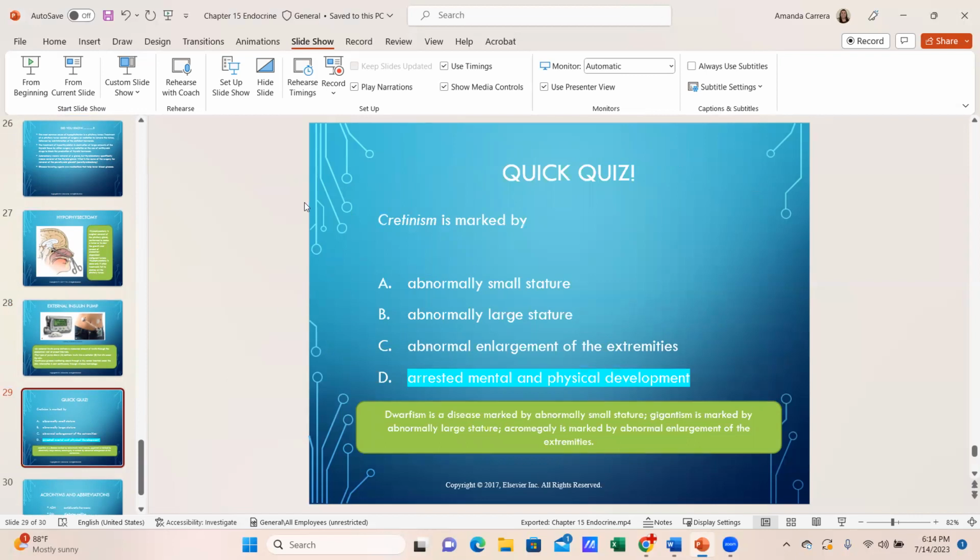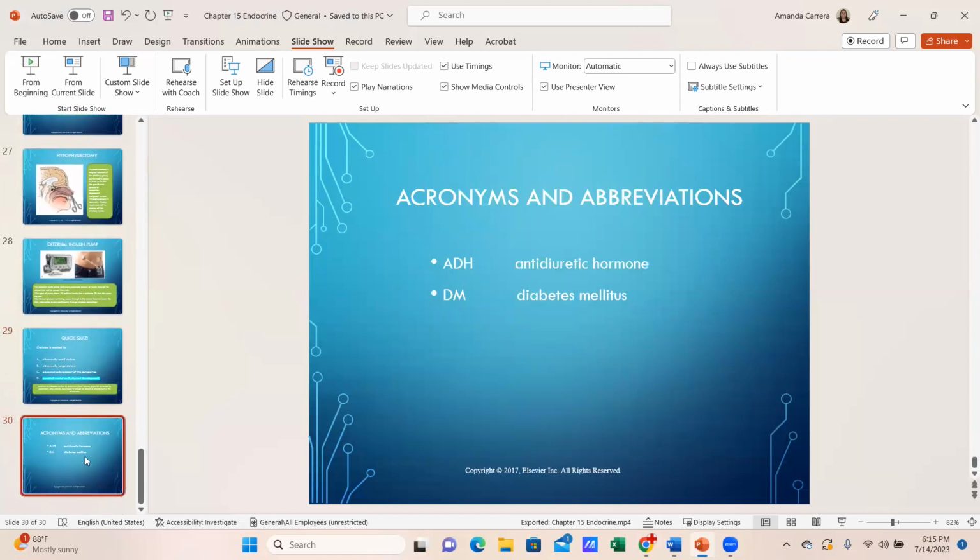Cretinism, again, that's arrested physical and mental development. They have a small stature. And again, giantism is larger. Acromegaly is abnormal enlargement of the extremities, and you'll see facial features as well.